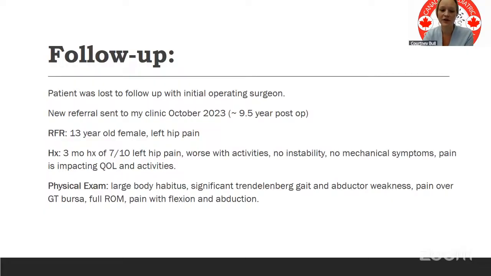When I examined her, she had a very large body habitus. She had significant Trendelenburg gait with abductor weakness. She had some pain over the GT bursa, but she had pretty well-preserved range of motion and just some pain with both flexion and abduction type movements.